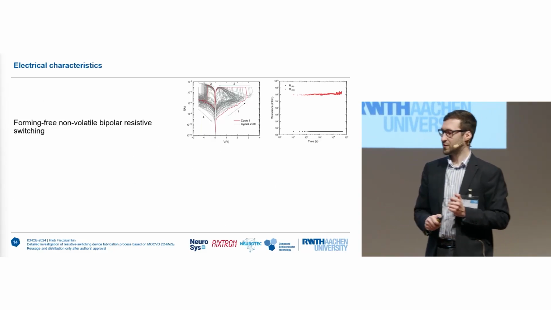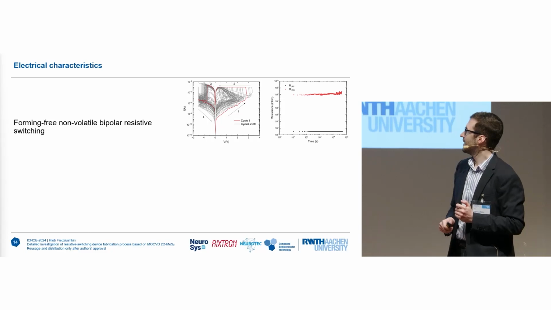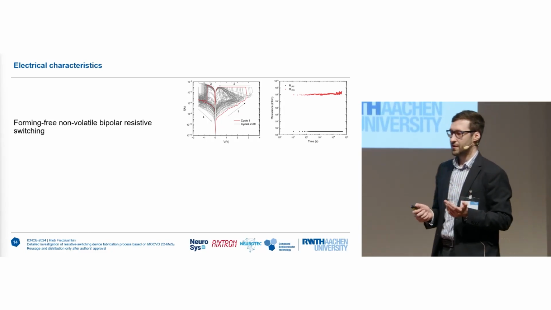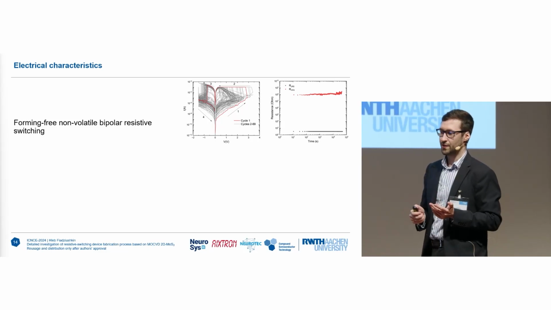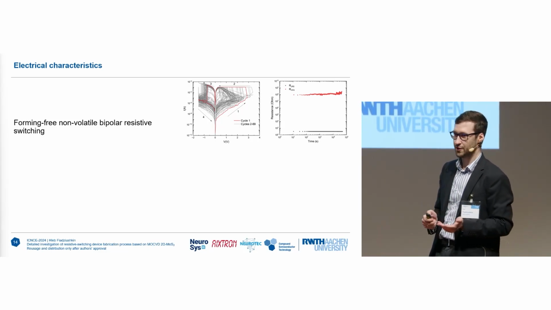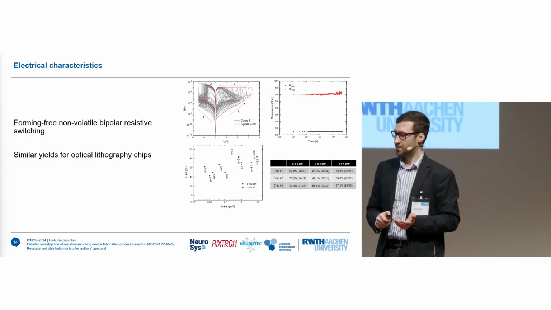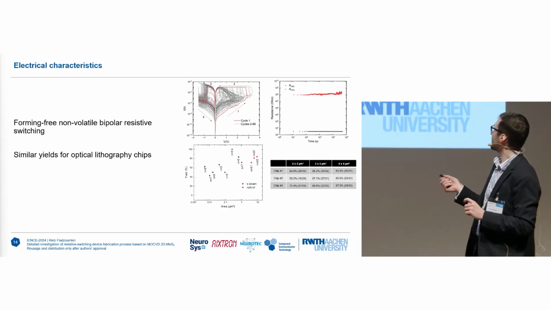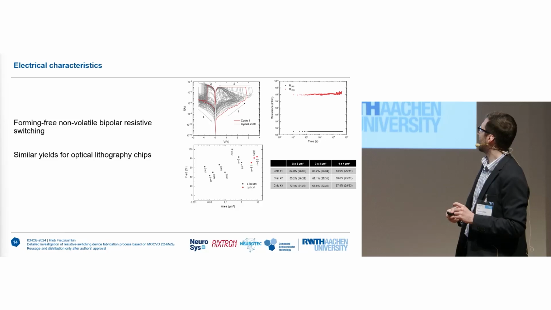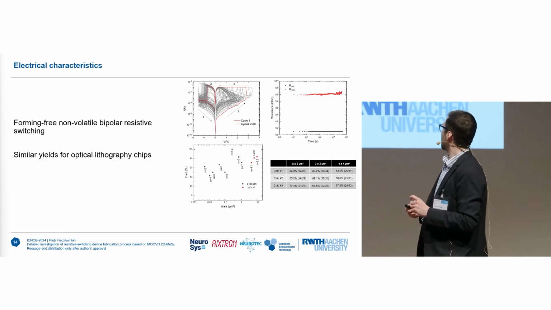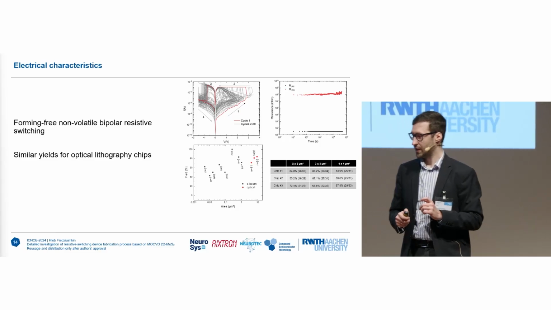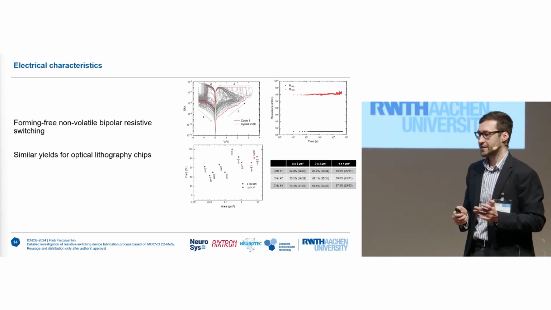So, coming to the electrical data, as you can see from these following two plots, all of our devices show forming-free, non-volatile bipolar resistive switching. And when we talk about the yields, I will be mainly focusing on these three points, which are coming from the optical fabrication steps. We have quite good yields for a rather large number of devices.